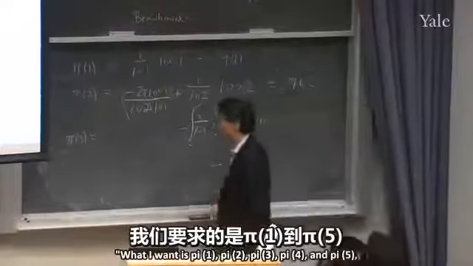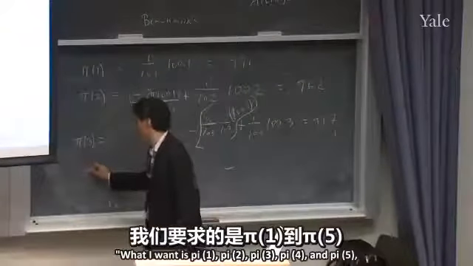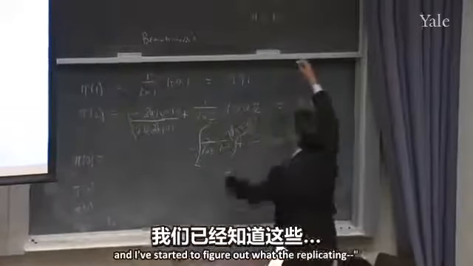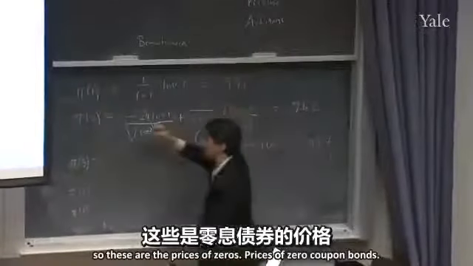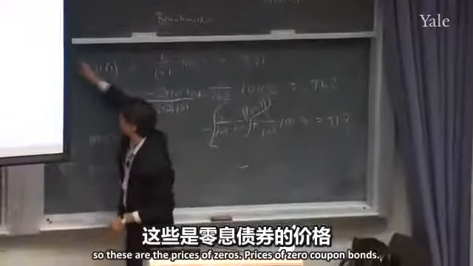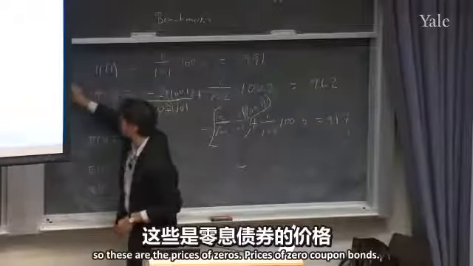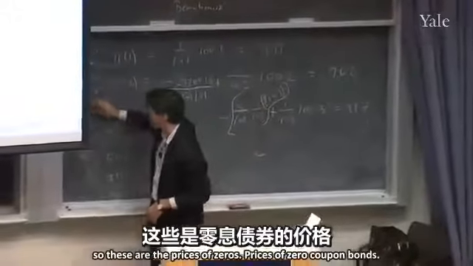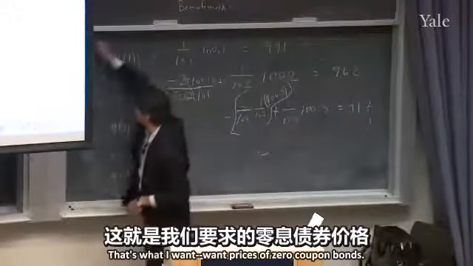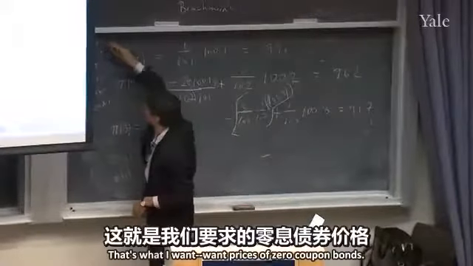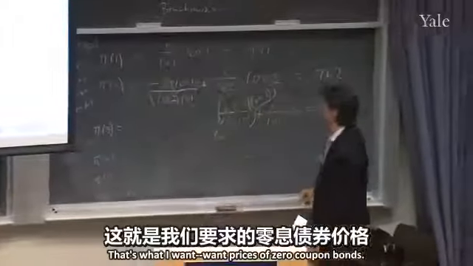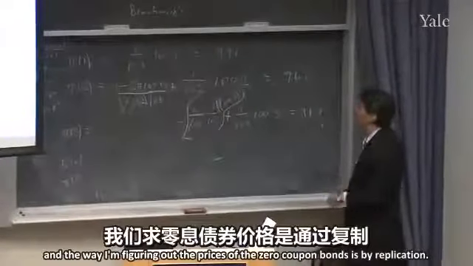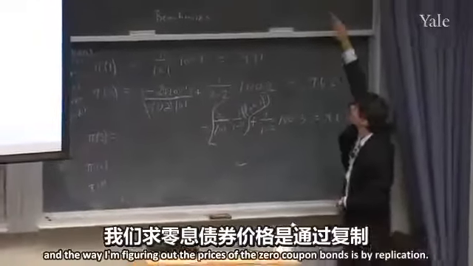what I want is pi 1, pi 2, pi 3, pi 4, and pi 5. These are the prices of zeros, prices of zero coupon bonds. That's what I want: prices of zero coupon bonds. I have the prices of the treasuries. And the way I'm figuring out the prices of the zero coupon bonds is by replication.